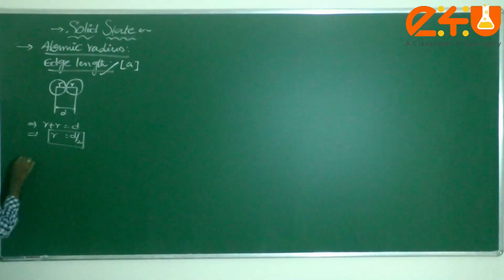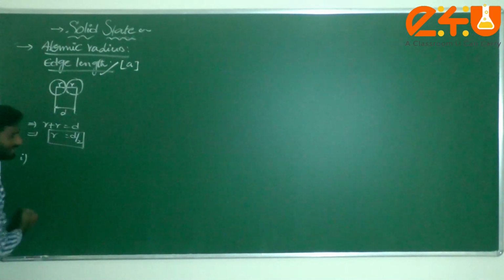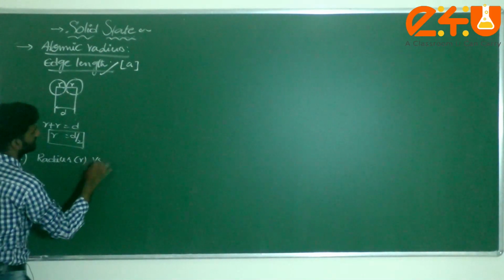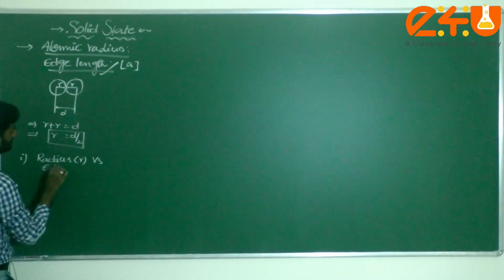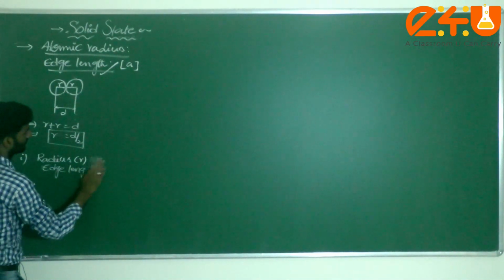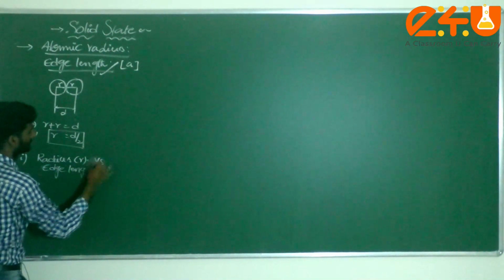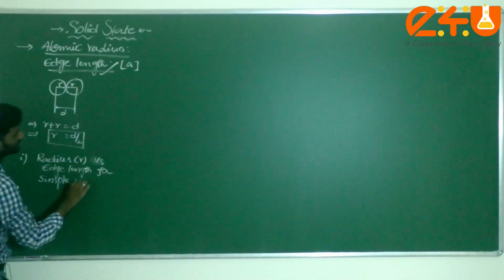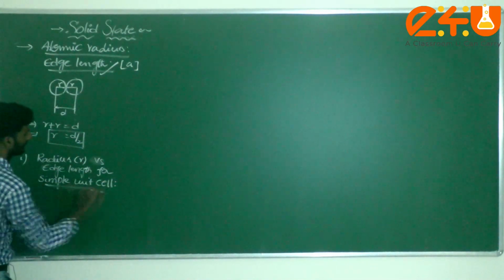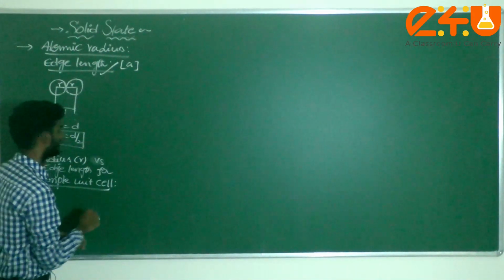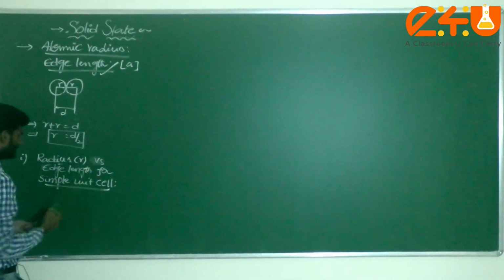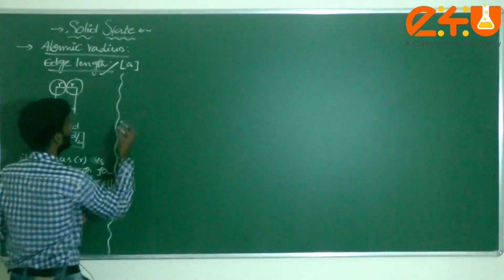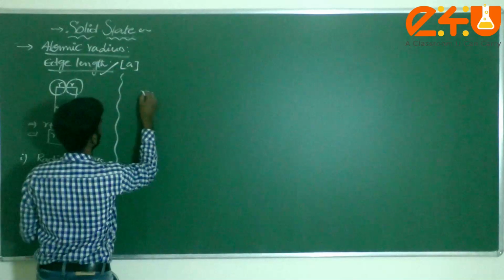Now we can consider the relation between edge length and radius. I can write here radius versus edge length for the simple unit cell. It is also called the primitive unit cell. This is a very important and simple one, we can easily discuss it here. Now if you take the cube.